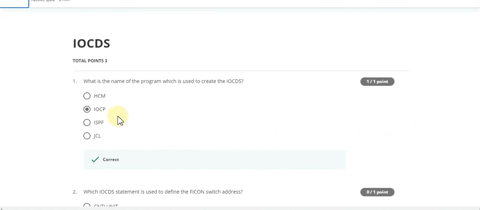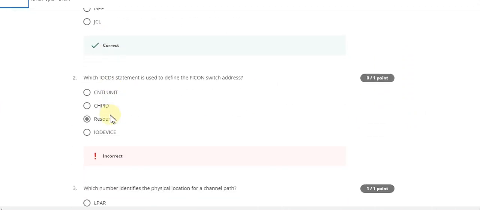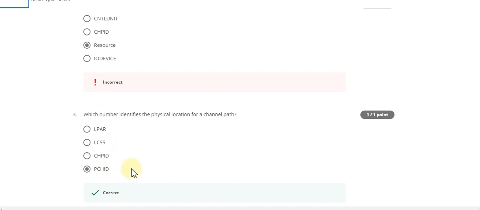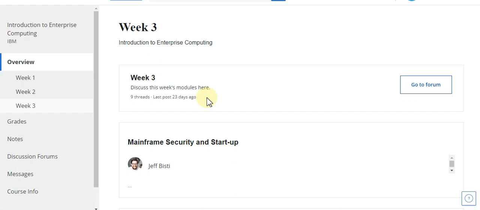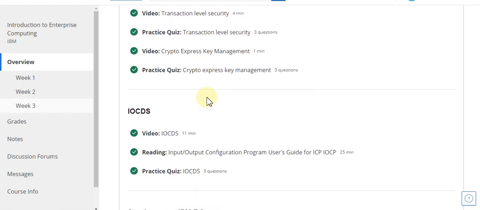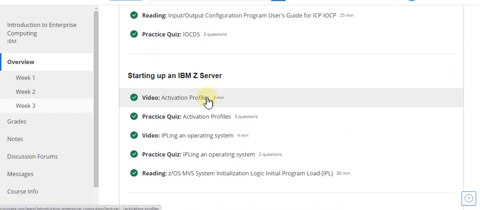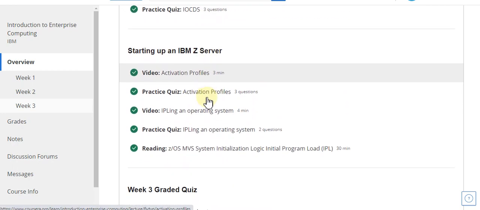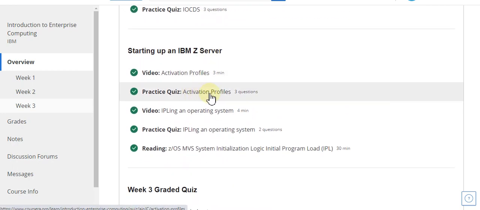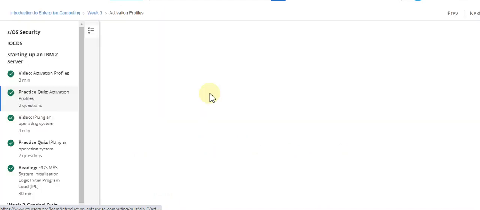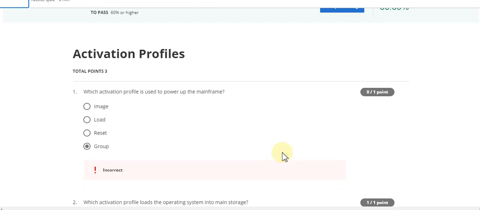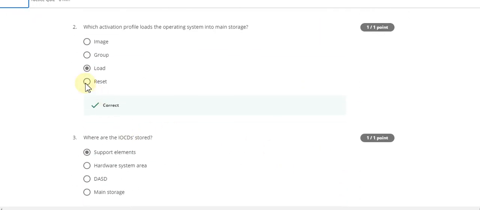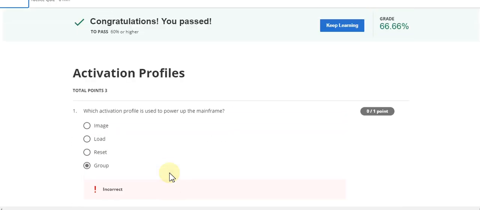The first question answer is IOCP, and the third is PCHID. Now go to the week 3 practice quiz solution, the practice quiz on activation profiles. The second question answer is load, and the third question answer is support elements. And my first question is wrong.